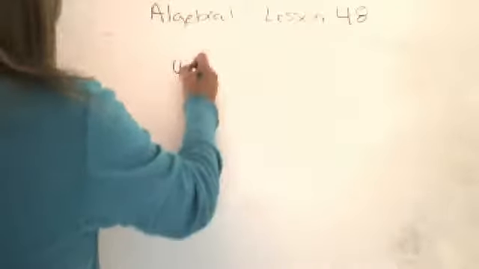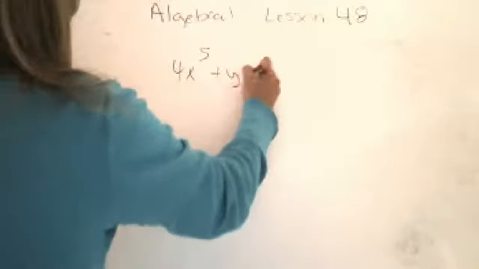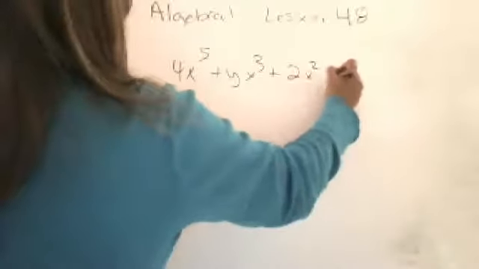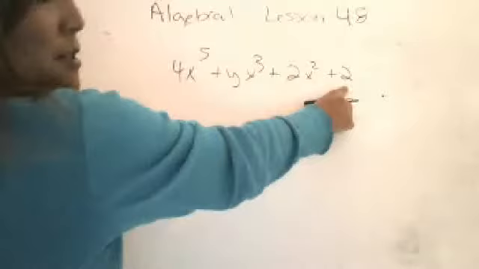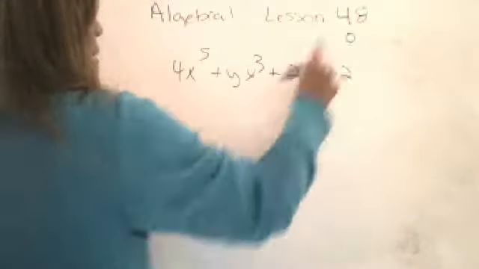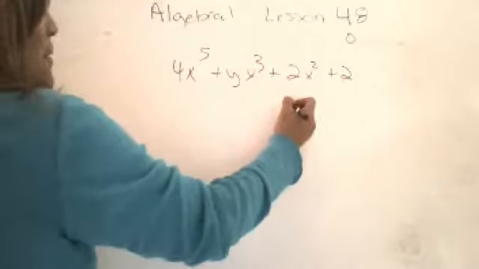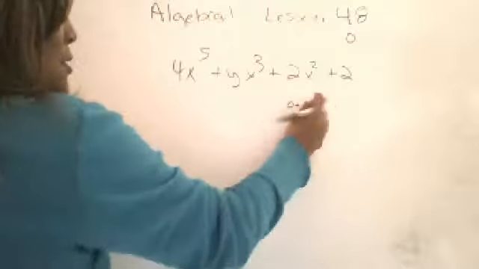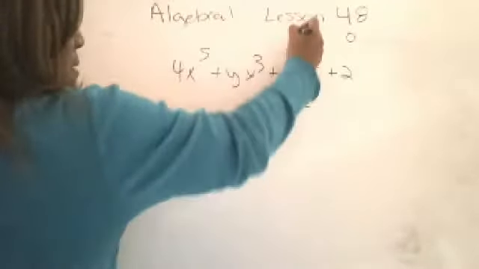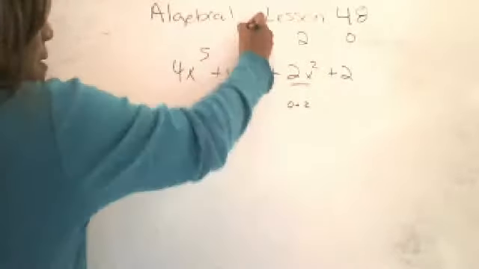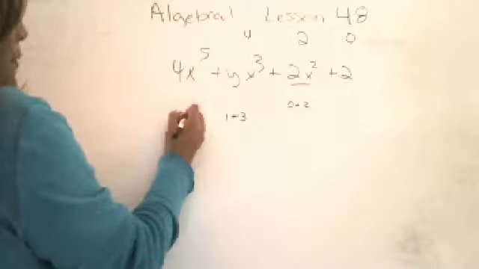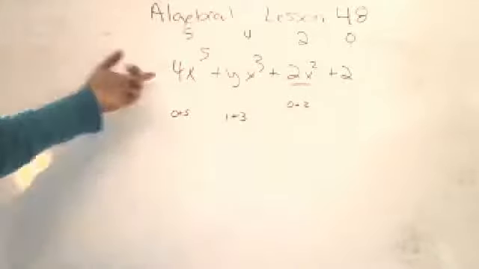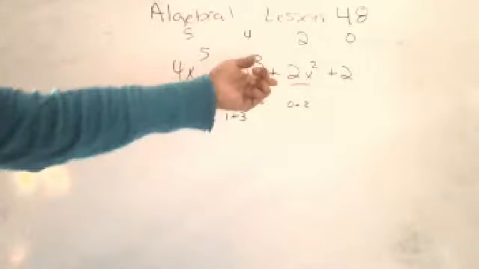Let's look at 4x to the 5th plus yx cubed plus 2x squared plus 2. Okay, this is a constant, this term, so all constants have a degree of 0. This one is a constant, so 2 has a degree of 0, and then on the variables you look at their power, plus 2. So this term has a degree of 2. This one has a 1 plus 3, so it's a degree of 4. And this one is 0 plus 5, or 5. So on this polynomial, it's got 4 terms.